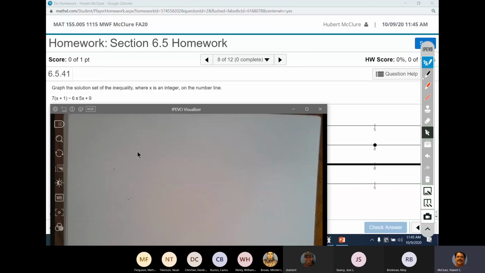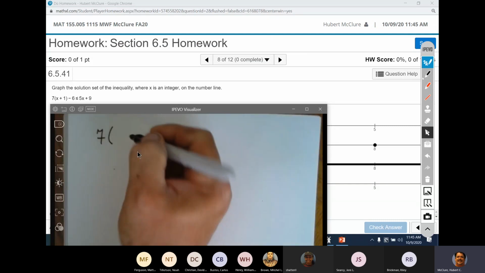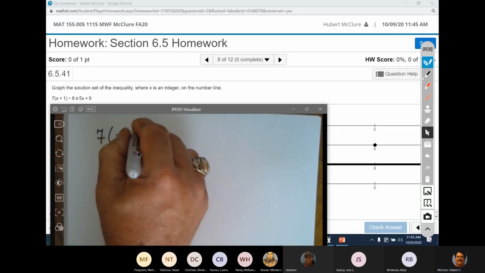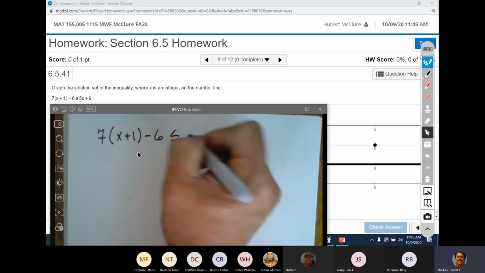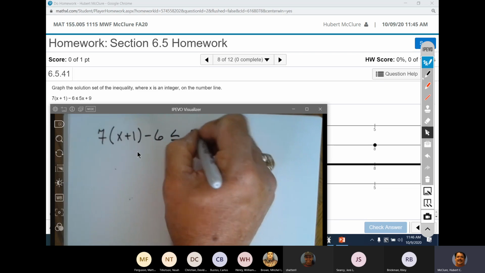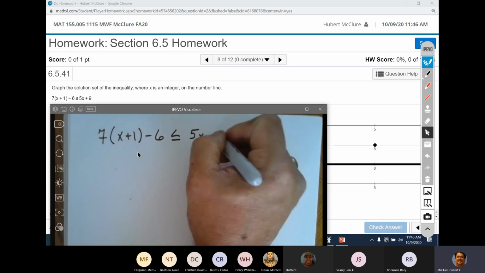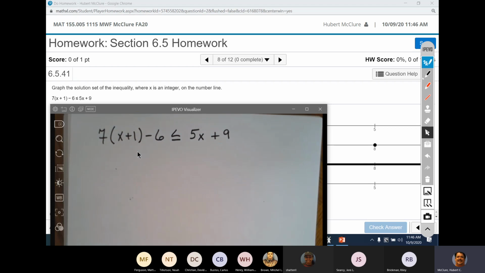That's gonna be 7 times x plus 1, minus 6, is less than or equal to 5x plus 9. All right, I'm going to take my handy dandy phone out, and I'm going to give you 2 minutes. Now, you can solve it, or if you just want to stop after you solve it, that's fine. If you want to solve it and graph it and put it in set builder notation and interval notation, go ahead. Do whatever you want.